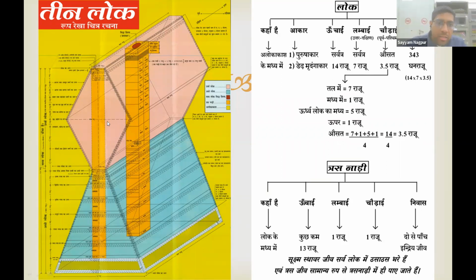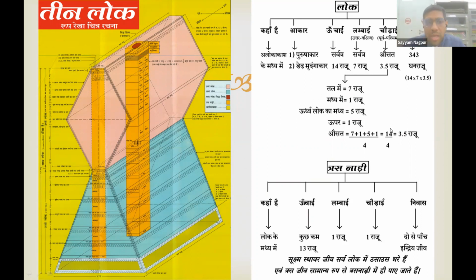The height of each triangle is 2, and the base of the triangle is 7 rajus. And then the trapezoid has 1 raju at upper length, and below length is 7 raju. What else do you need? Height, and height is 7 raju.